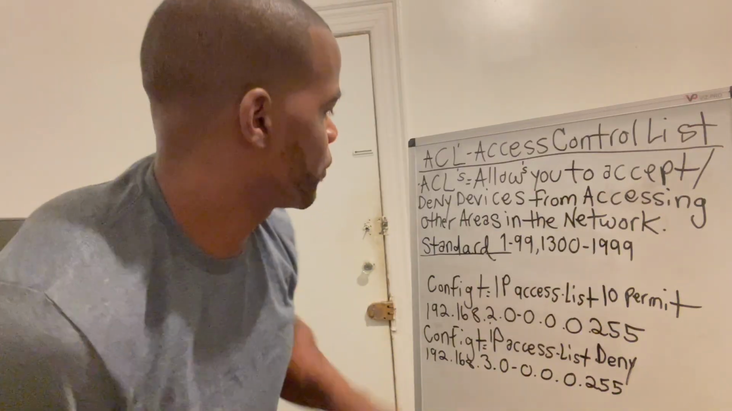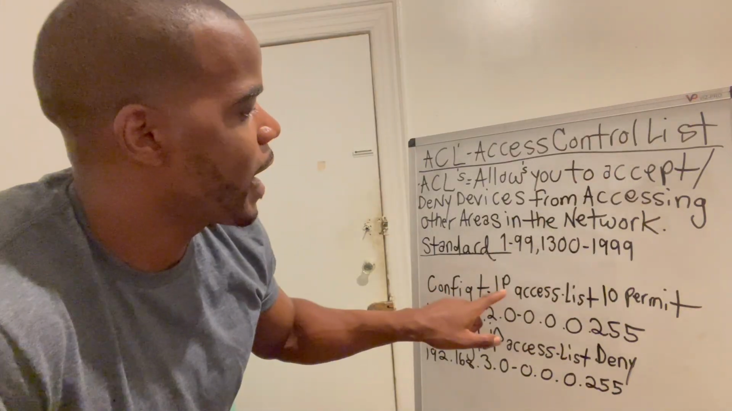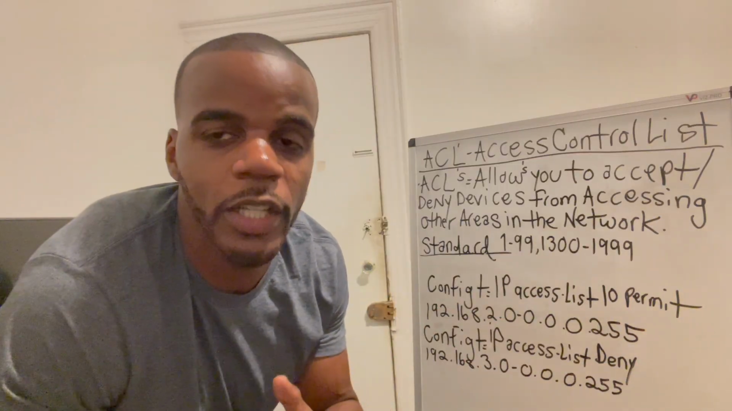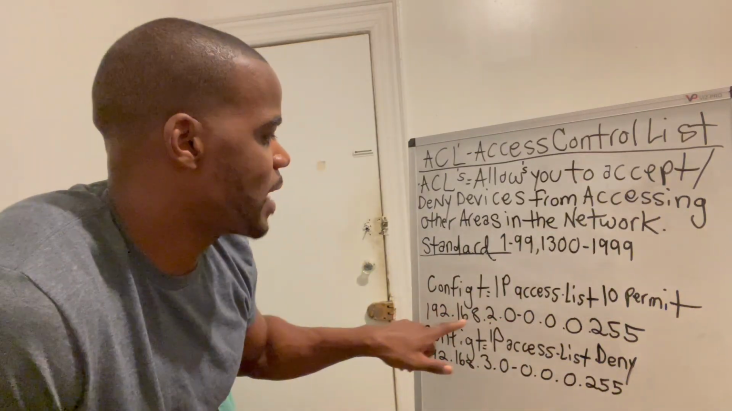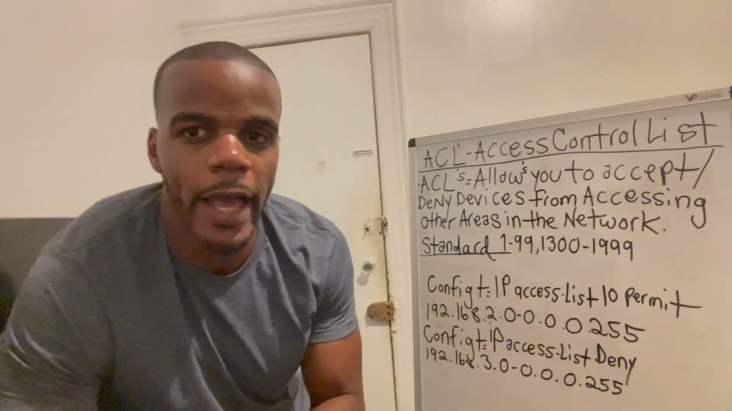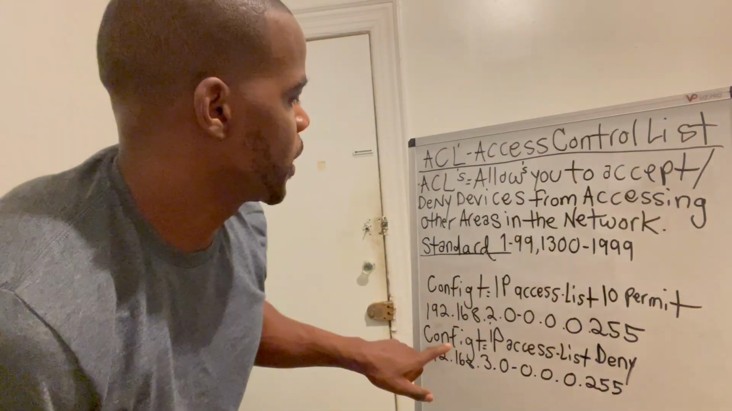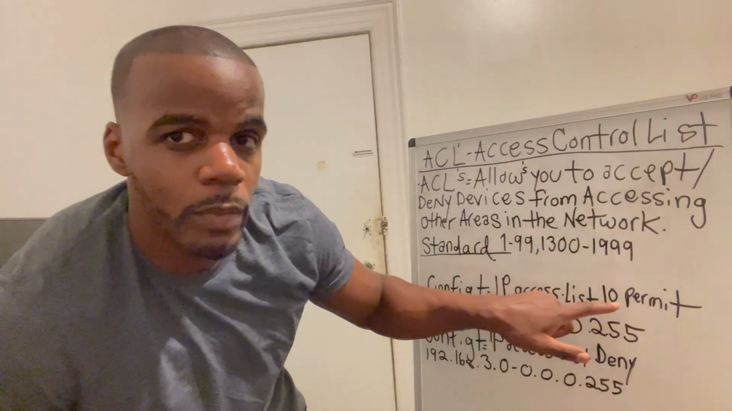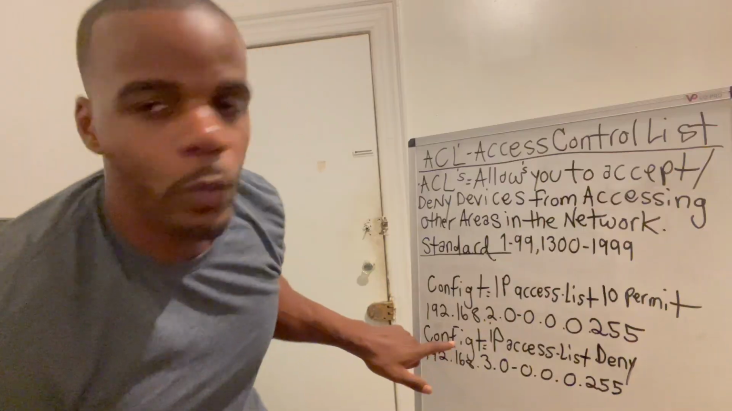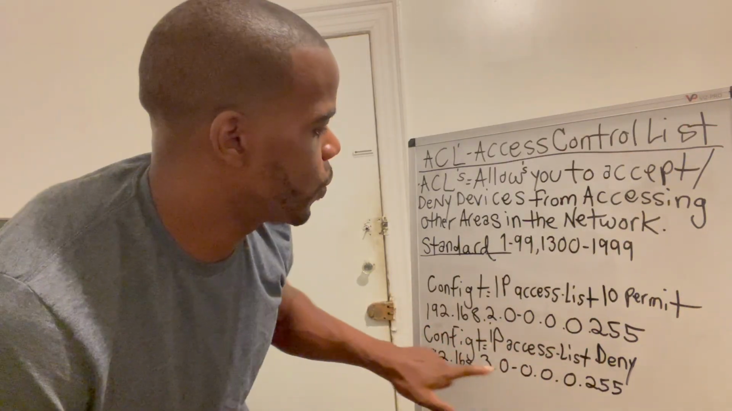So check this out, we're not done yet. This is how you set up an ACL. IP access list 10 permit. We're putting permit because we're allowing. This is the IP, and this is the wildcard mask. Now, I haven't gone over wildcard masks, but I will soon, so bear with me. So we're allowing traffic, remember what I said earlier? We're allowing traffic, and then we're setting up another access list here, denying the rest of the traffic.